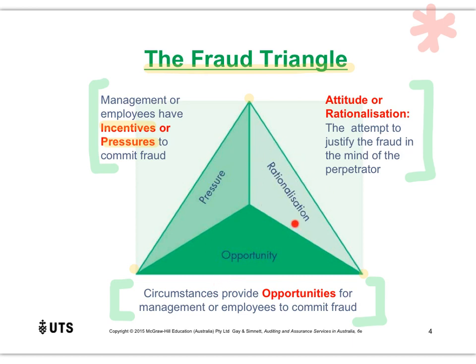The third component is rationalization or attitude. This one's all about an attempt by the person committing the fraud to justify the fraud in the mind of the person committing the fraud. For example, I work so hard and I get such a low salary. It's not okay. I deserve more. I deserve this extra money and I'm just going to take it, right? So this is the attitude or attempt to justify why the fraud is okay and committing the fraud is okay in the mind of the person committing the fraud, right?